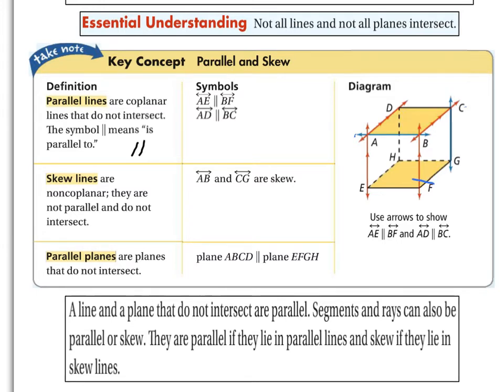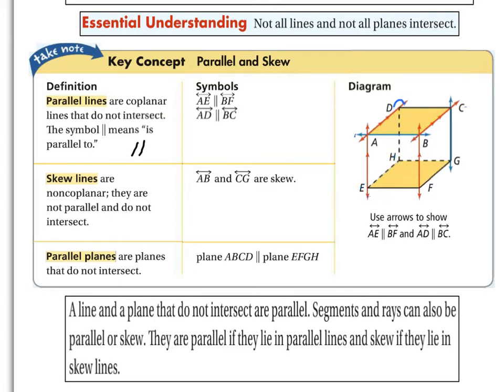Another example of skew lines would be this. If I took line EF right here and line DH. EF and DH. They're not in the same plane, and they're not parallel, and they will not intersect. Okay, so skew lines. And then we've got the last part, which is parallel planes.